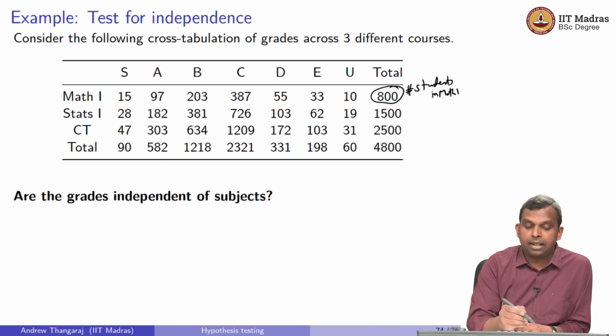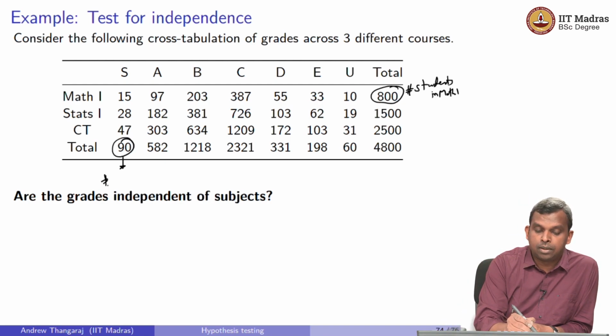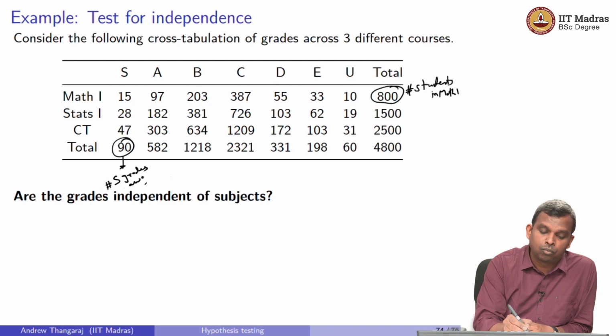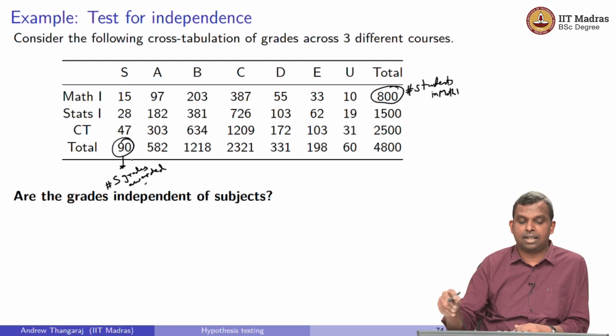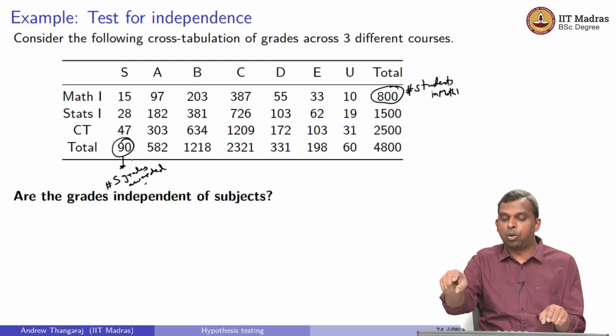Okay, so this is the number of students in Math 1. Like that, and this is the total number of students who got S in at least one of these courses, right. So in one subject at least. Oh, this is not the number of students, I'm sorry. Number of students is not correct here. It's the number of S grades awarded that term. Okay, so that's the way to think of it. So the total adds both ways to 4,800.